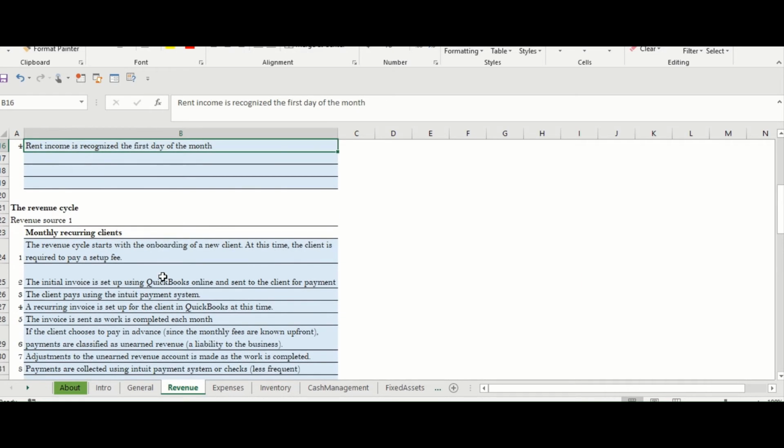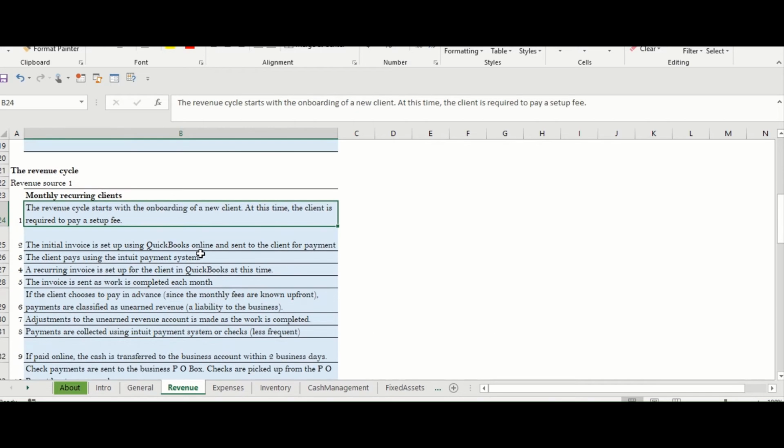Then you want to talk about your revenue cycle. What happens with monthly recurring clients? How do you recognize revenue every month from your monthly recurring clients? You want to make sure you have a good system in place so you're not losing money. When does the revenue cycle start for your monthly recurring clients? How do you collect it every month? When do you invoice them? Do you have a recurring system, an automated system? If you have an automated system, how do you check if there's a mistake? What are your checks and balances?